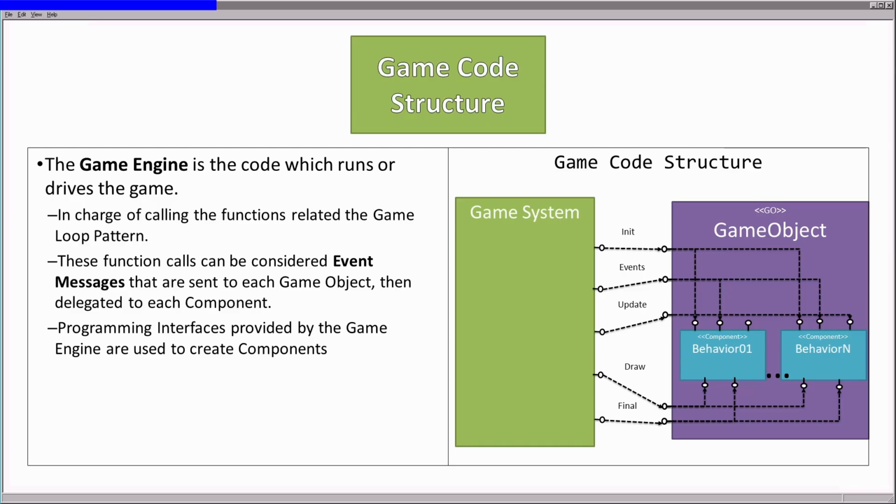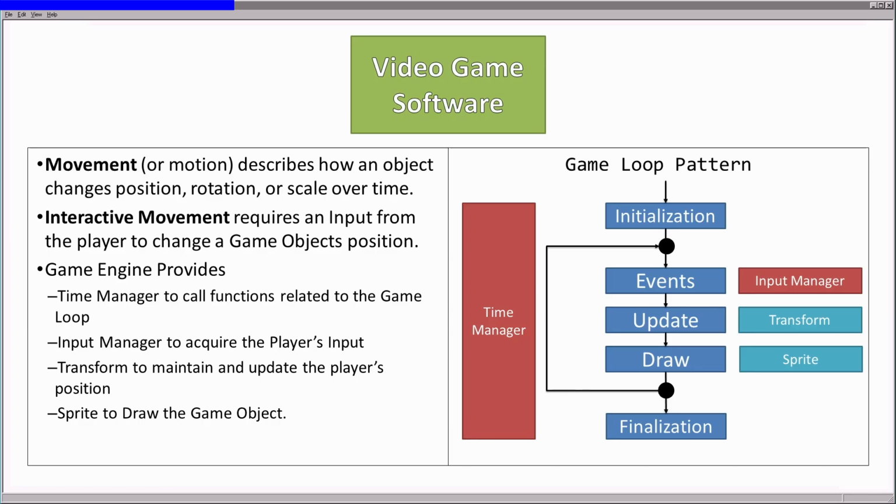It's in charge of calling the functions related to the game loop pattern. These functions can be considered to be event messages that are sent to each game object, then delegated to each component. Programming interfaces provided by the game engine are used to create the components. In relation to the game loop, a game engine commonly provides a means to utilize the game loop through managers, provided components, and programming interfaces.